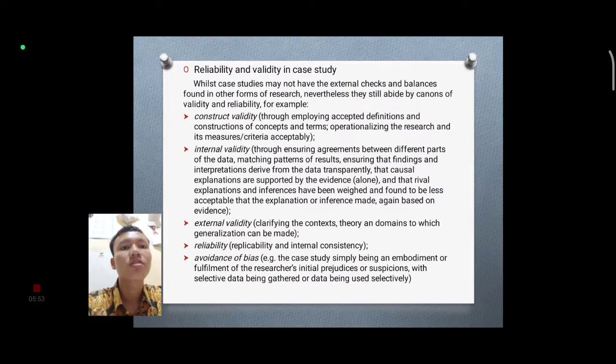That causal explanations are supported by the evidence alone, and that rival explanations and inferences have been weighed and found to be less convincing than the explanation or inference met. Again, based on evidence. And external validity, or clarifying the context, theory and domain to which generalization can be made. Reliability, or replicability, and internal consistency and avoidance of bias. Example, the case study simply being an embodiment or fulfillment of the researcher's initial prejudice or suspicions, with selective data being gathered or data being used selectively.